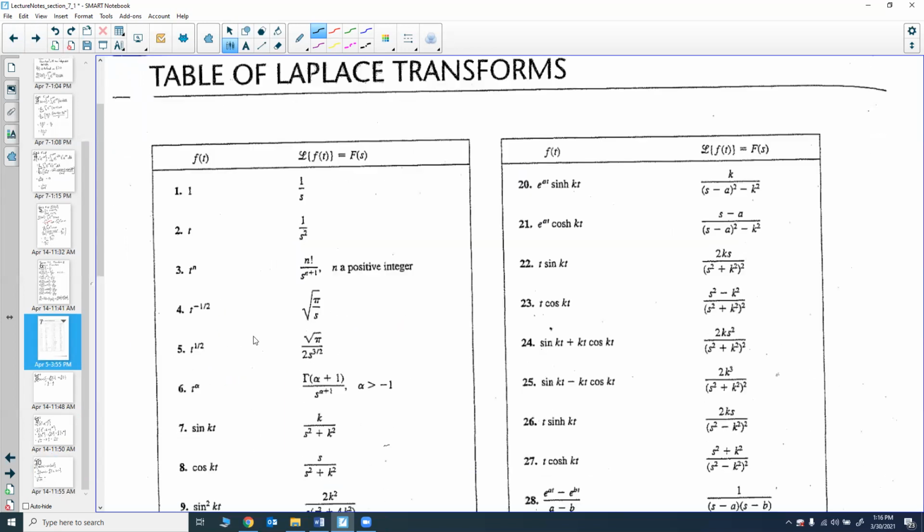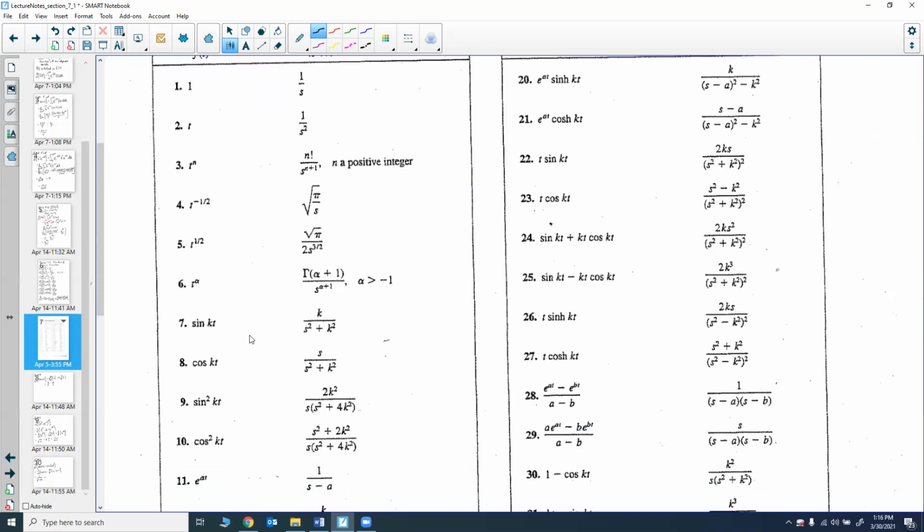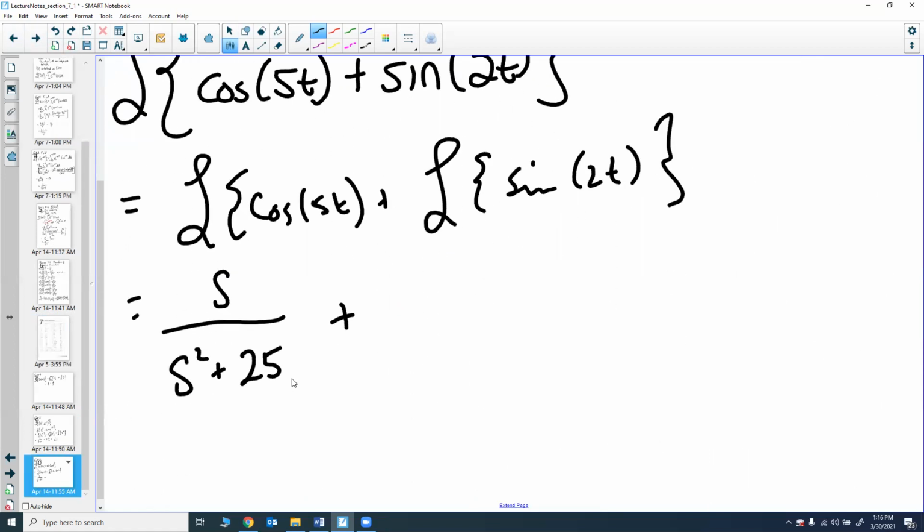Again, you don't need to memorize these. These are not things we memorize. We have tables. We looked them up. The sine of kt is number 7 in this case. That would be k over s squared plus k squared. k in this case is 2 because that's what's inside the sine. So it's 2 over s squared plus 4. And that's how we can transform these together. We will look later at how we actually use this to solve, but this is just getting an idea of Laplace transforms.